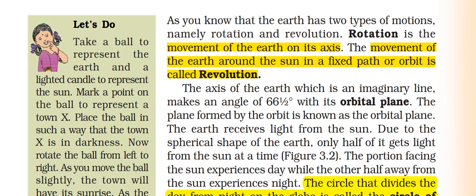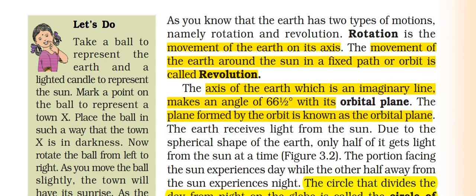The axis of Earth, which is an imaginary line, makes an angle of 66.5 degrees with the orbital plane. The plane formed by the orbit is known as the orbital plane.